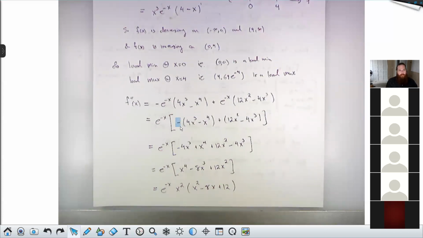In the third line, I took this negative and I distributed it over these parentheses. So the 4x cubed becomes negative 4x cubed. The minus x to the 4 becomes plus x to the 4 because it gets hit by this negative, and negative times negative is positive. Here, I just distributed the positive 1 that's out front, so the parentheses just go away. And then from here to the next line, I combine my like terms. I've got negative 4x cubed minus 4x cubed. That's negative 8x cubed. Plus x to the 4, that's the x to the 4 here, and plus 12x squared, that's this one.